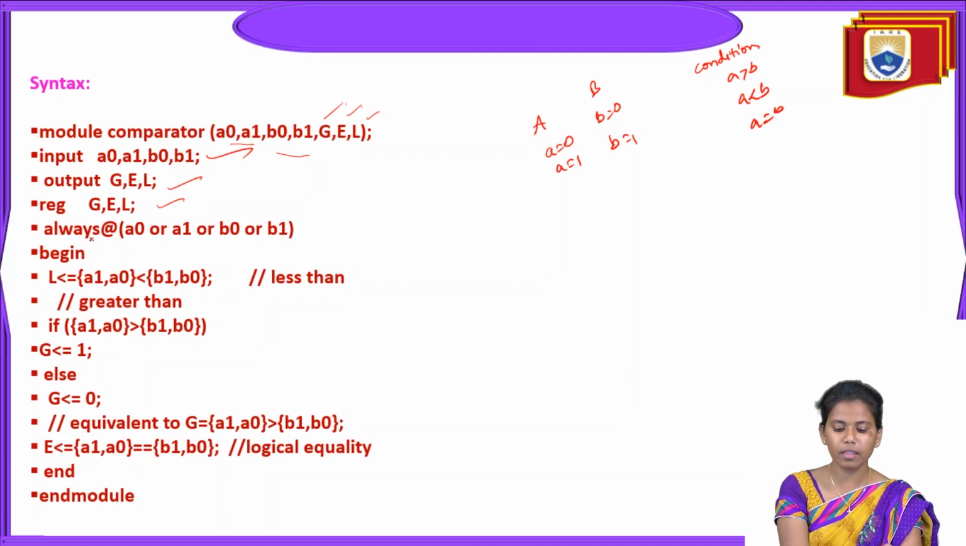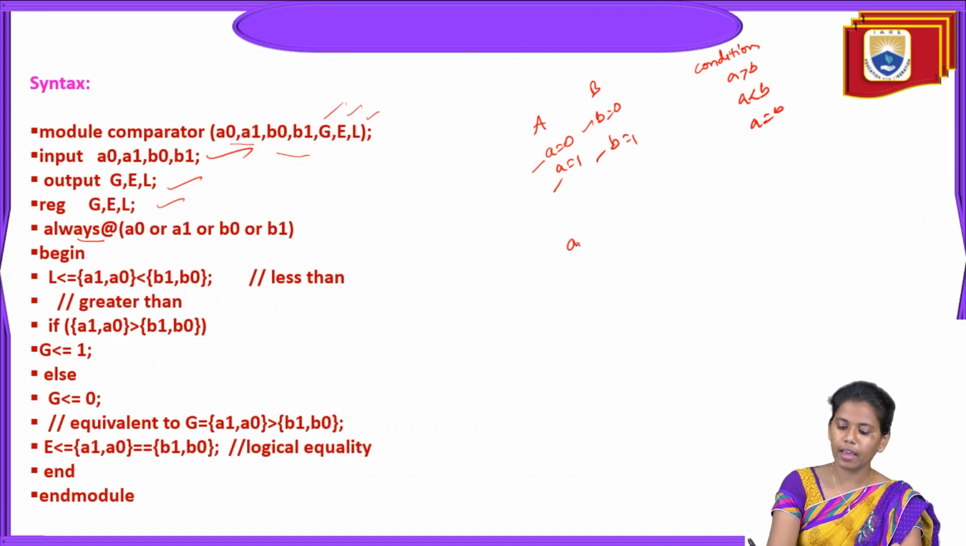Then always at the rate. So always at the rate is a keyword meant for behavioral modeling, right? So in the always at the rate, I have declared A0 or A1 or B0 or B1. It could be either A0 or A1, B0 or B1. Then now we will begin.